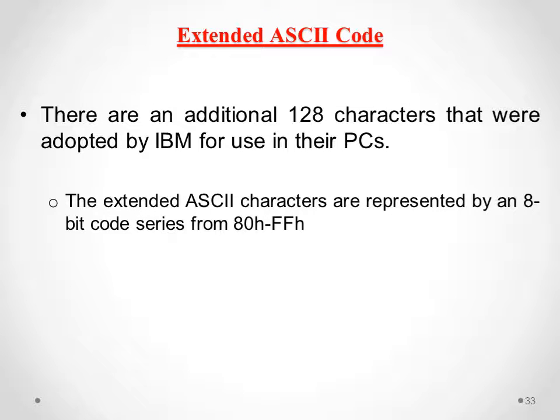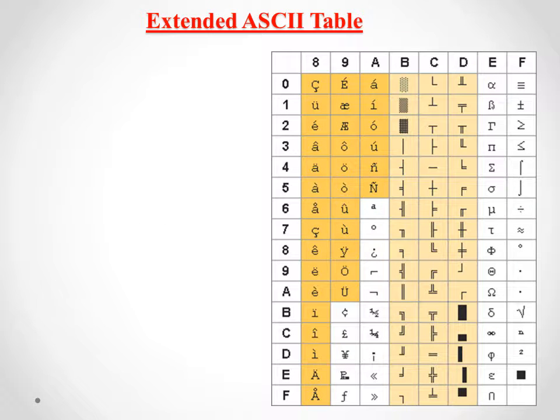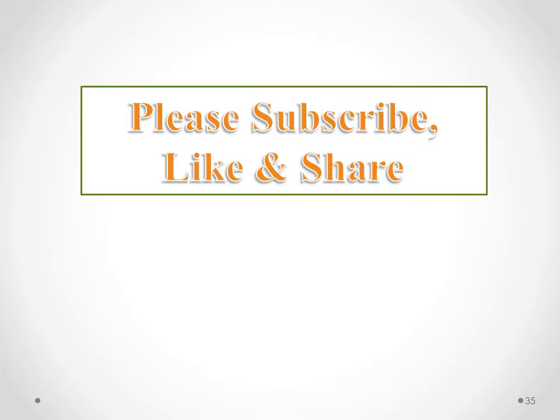Extended ASCII code is another type of alphanumeric code. Here we can use an additional 128 characters, that means 80 to FF data we can store. It is an 8-bit code. This is the truth table, a partial listing for the extended ASCII table.